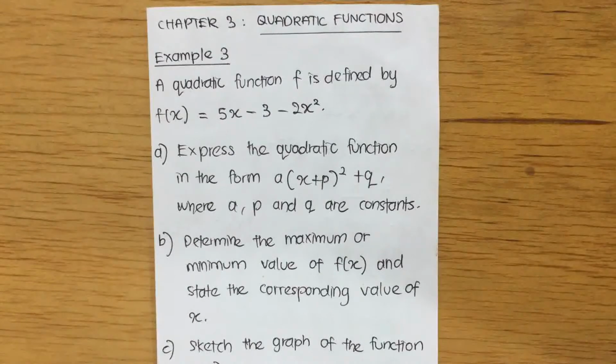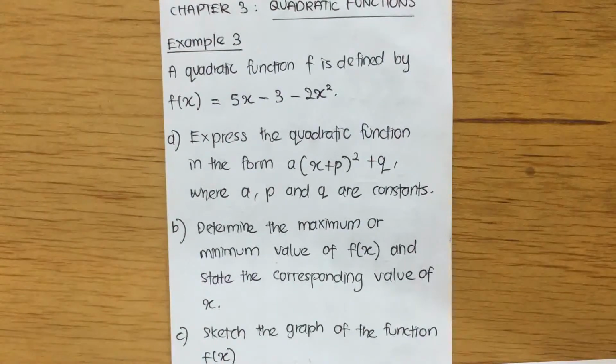Alright, let me read the example 3 question now. A quadratic function f is defined by f(x) equals 5x minus 3 minus 2x squared. Within this example 3, you have a 3-part question. For part A, express the quadratic function in the form a(x + p) squared + q, where a, p and q are constants. Determine the maximum or minimum value of f(x) and state the corresponding value of x.